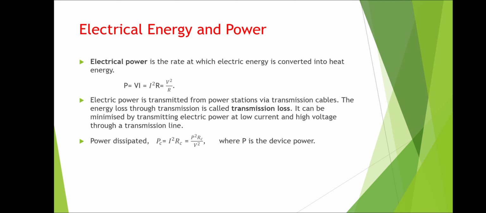And the next topic is electrical energy and power. As we all know, electrical power is the rate at which electric energy is converted into heat energy. P equals VI, P equals I square R, or V square upon R. Electrical power is transmitted from the power stations via transmission cables. The energy loss through the transmission is called the transmission loss. It can be minimized by transmitting electrical power at a low current and high voltage through the transmission lines. Power dissipated we can find by I square R, where P is the power of the device.